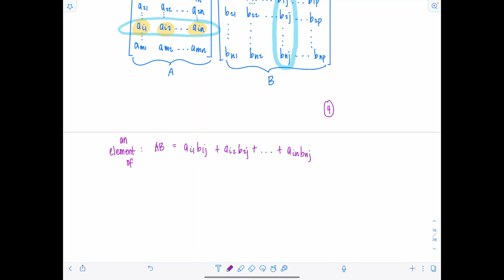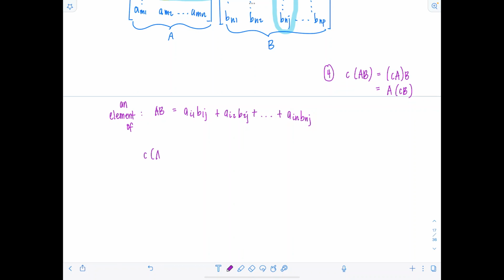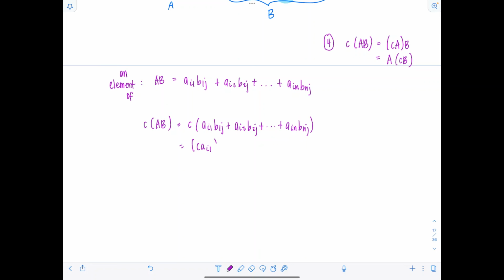Okay, property 4 says that for a scalar C, C times AB is equal to C times A times B, which is also equal to A times CB. We can handle it all in one shot. Watch this, we're so good. So if we have C times AB, that would be C times just one element of AI1, B1J, plus AI2, B2J, up until AIN, Bnj. And this would equal CAI1 times B1J, plus, I can distribute and regroup, these are all real numbers now, CAI2, B2J, up until CAIN times Bnj, and this would give me C times A times matrix B.